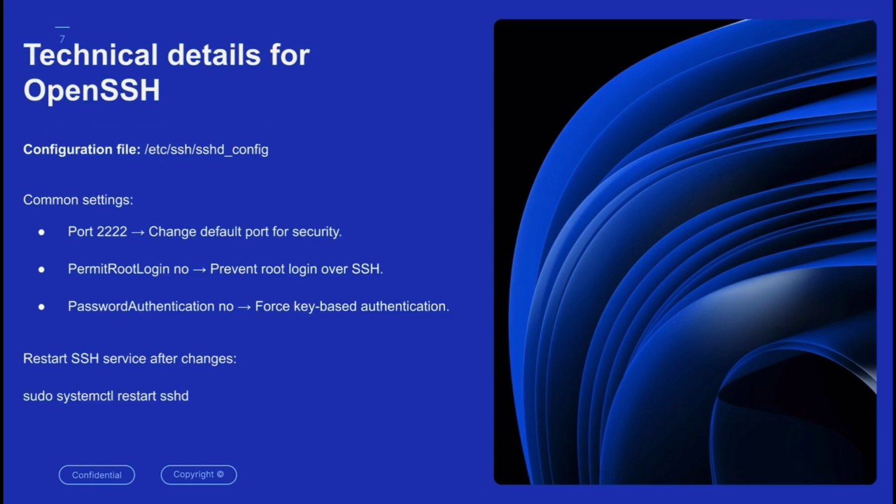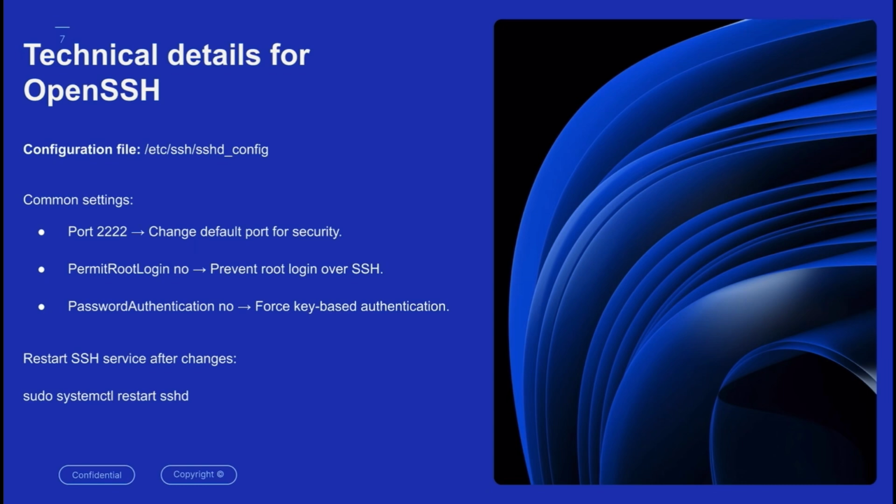Here are a few of the technical details for OpenSSH. The configuration file for OpenSSH is found in the /etc/ssh/sshd_config file. A few of the common settings for it: Port 2000 or 2222. Changing this port is usually best for security reasons.